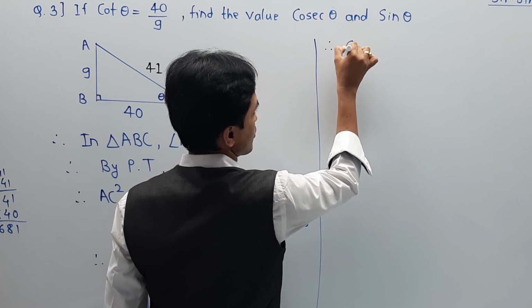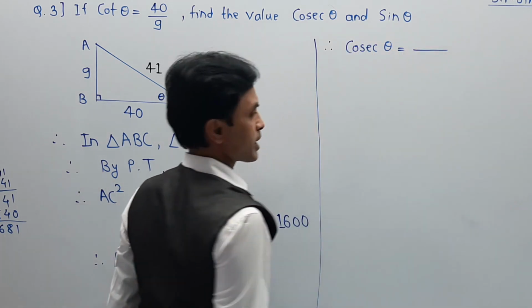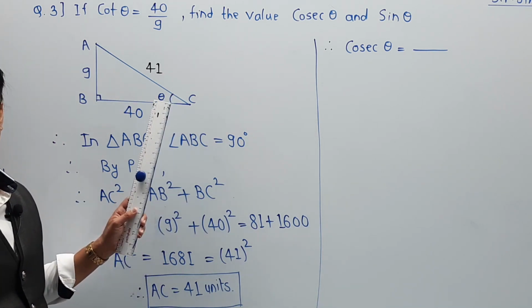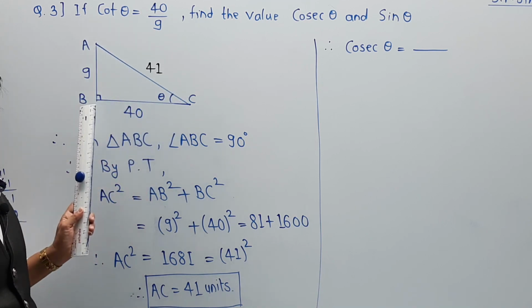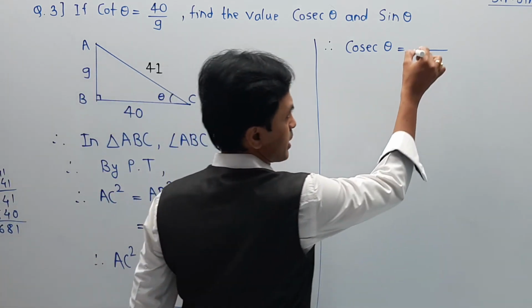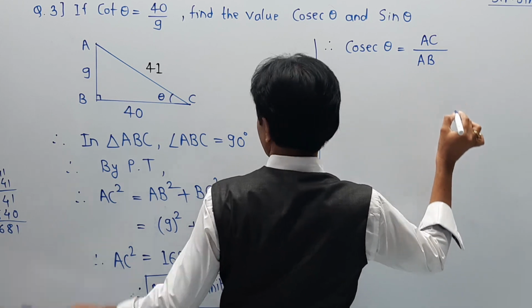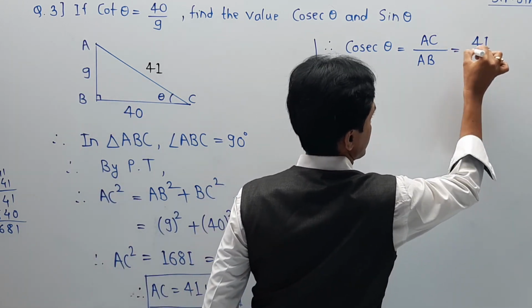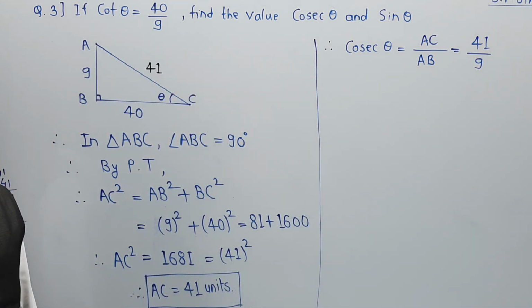Therefore, first the value of cosec theta. What exactly does cosec theta mean? Here theta is over here, and cosec is exactly the reciprocal of sin. So cosec theta means hypotenuse upon opposite side. You can say AC upon AB. As per this diagram, AC upon AB simply becomes 41 upon 9. In this way, we are able to get the first value.